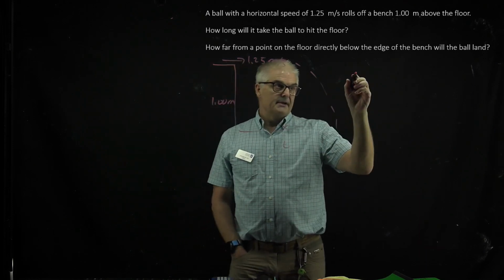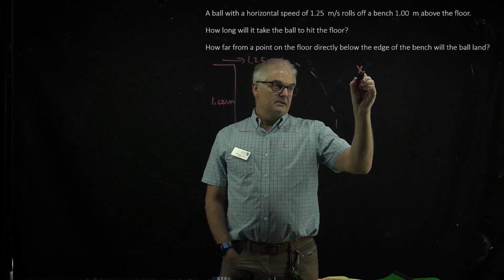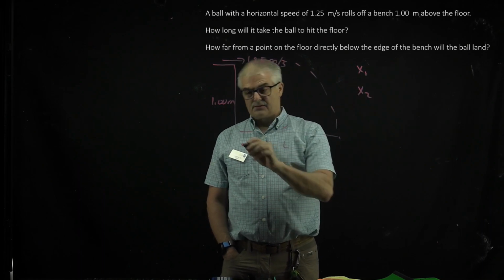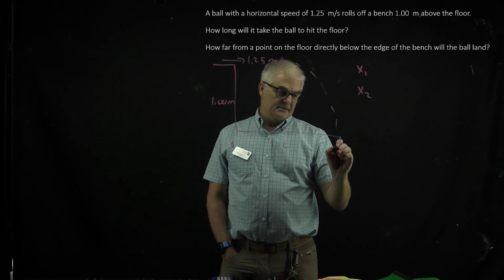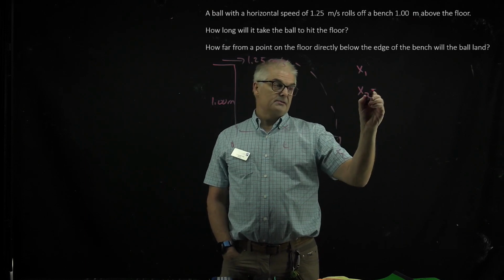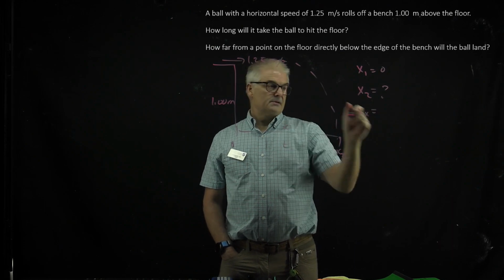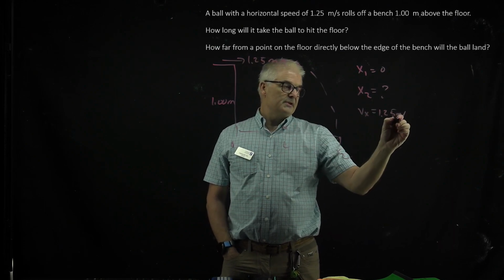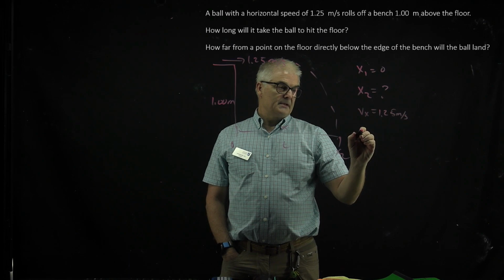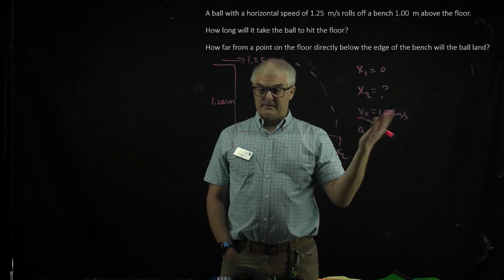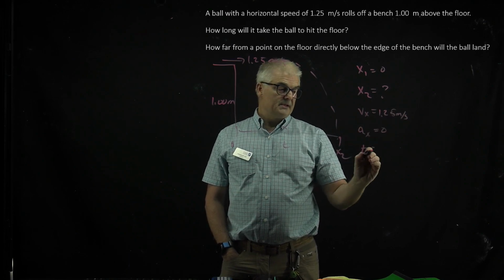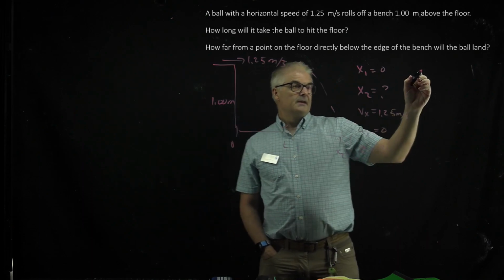So again, you're going to identify x1 and x2. Like this is 0, and this is x2. We don't know what x2 is, that's what they're asking, right? But x1, of course, is 0. Vx is this number, 1.25 meters per second. Ax, of course, is 0 because there's no acceleration in the x direction. T is question mark.